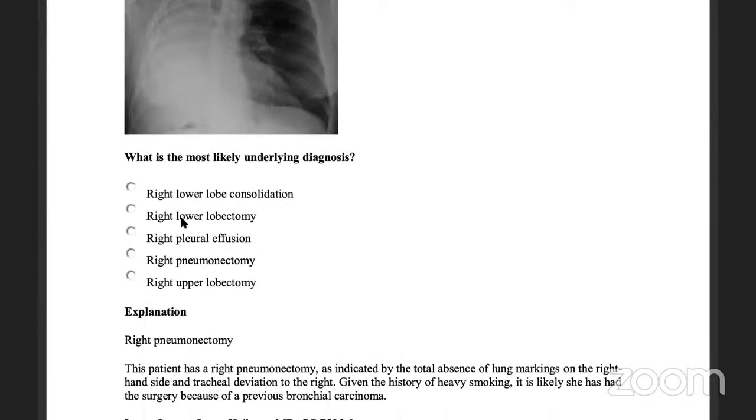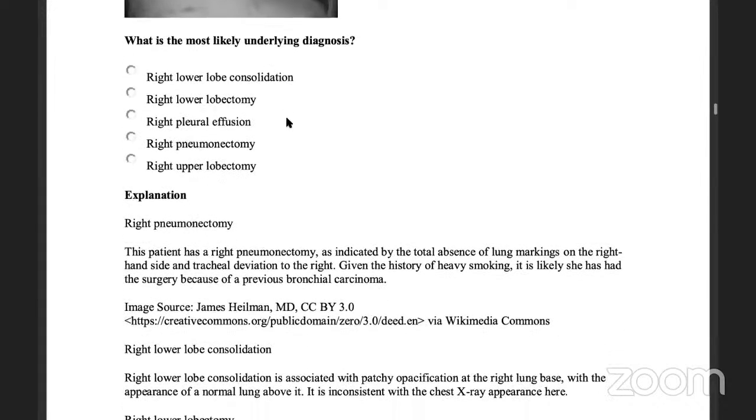So this patient has had a right pneumonectomy, as indicated by the total absence of lung markings on the right-hand side and tracheal deviation to the right. Given the history of heavy smoking, it is likely she has had surgery because of previous bronchial carcinoma.